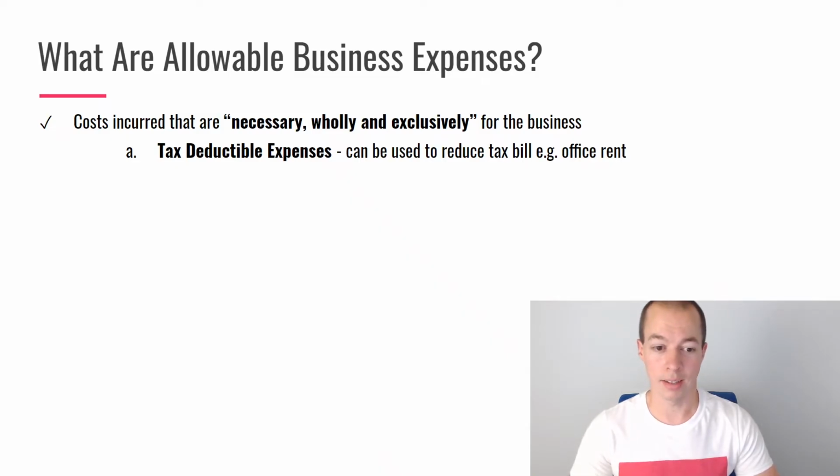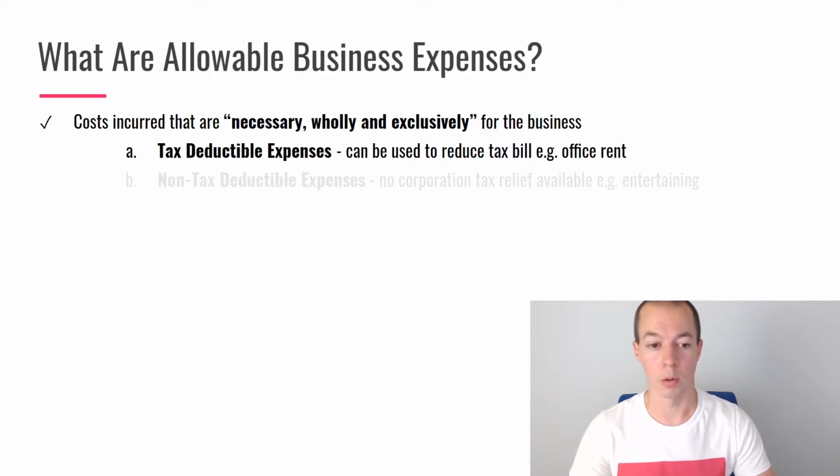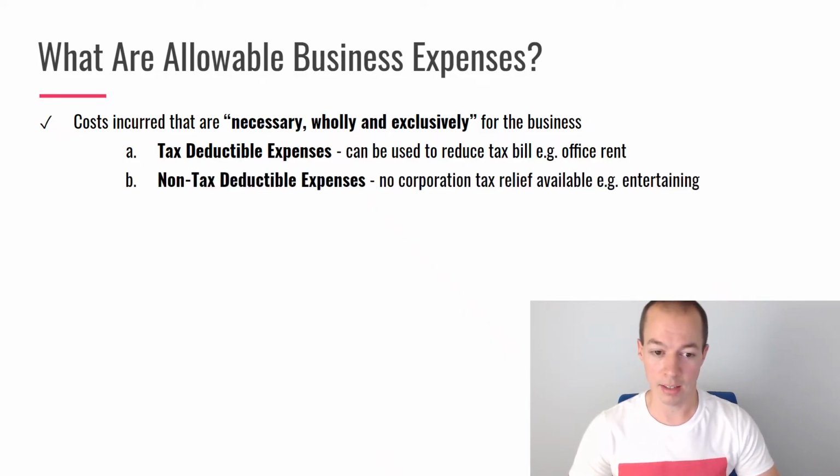So there are two types of allowable business expenses. The first one is tax deductible expenses, and these are the really good ones as these can be used to reduce your corporation tax bill. So for things such as your office rent can be used to reduce your corporation tax bill. You also have non-tax deductible expenses, which are okay for your business to buy, but you can't actually claim any tax relief on them. So there's no corporation tax relief available on non-tax deductible expenses. So things such as entertaining clients.